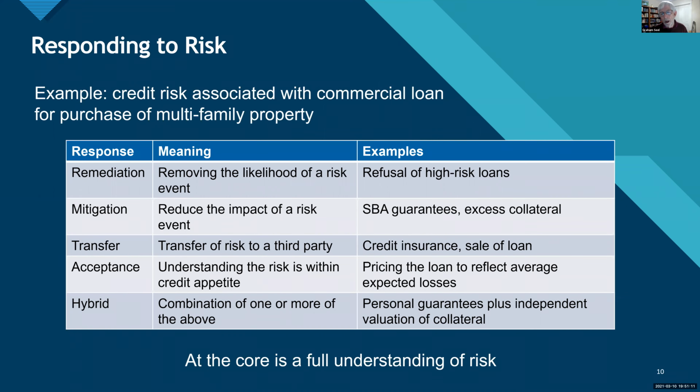And pricing the loan means setting interest rates as well as upfront costs and servicing costs and that kind of thing. And then, hybrid, obviously in practice, you're doing multiple of these things. So personal guarantees plus, for example, an independent collateral valuation, which you would always do in this case anyway. Questions?